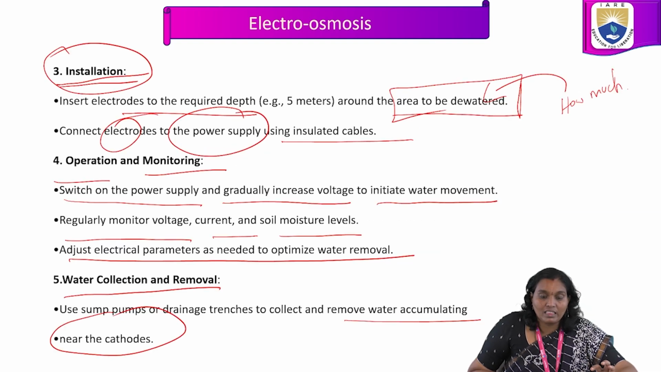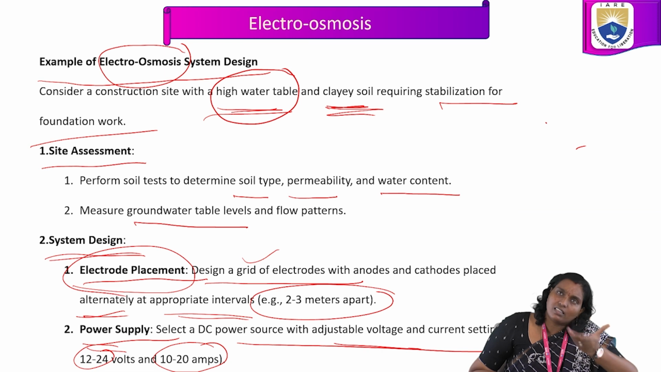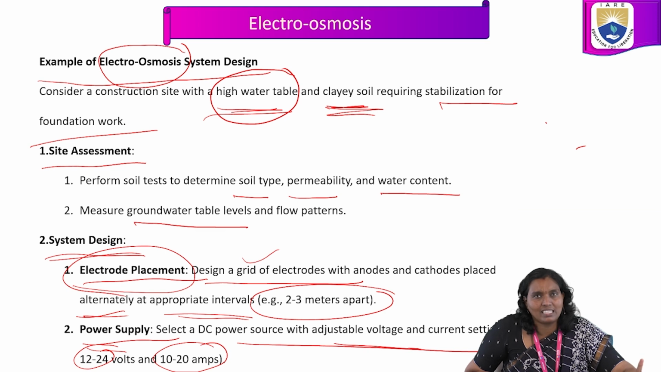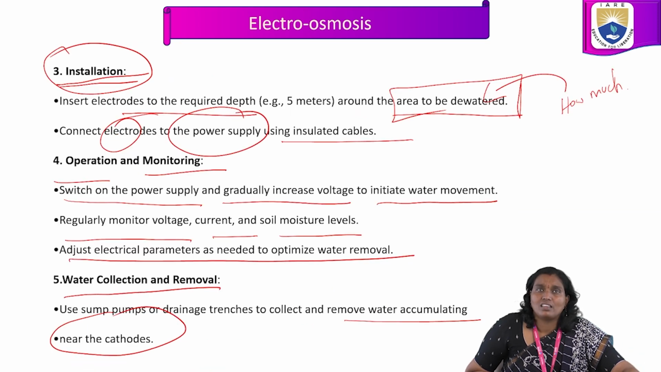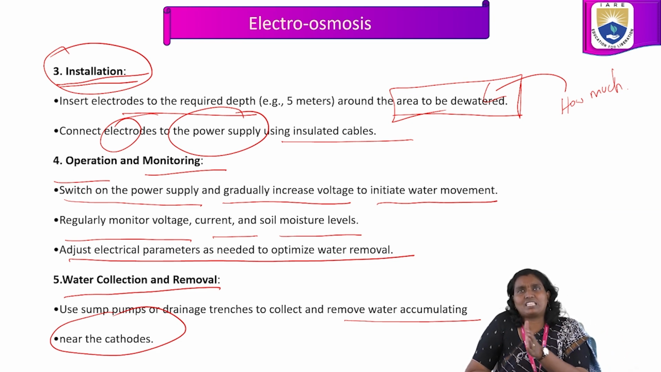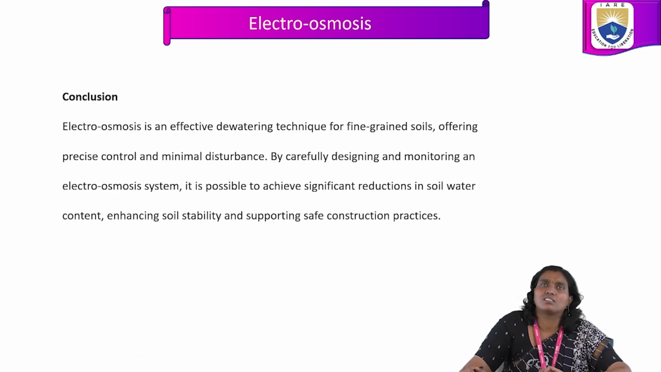So these are all the steps we need to understand. Based on examples like low water level, sandy soil and different kinds of situations, we are going to analyze. The major steps we follow for electro osmosis design for removing excess water are site assessment, system design, installation, operation and monitoring, and water collection and removal.